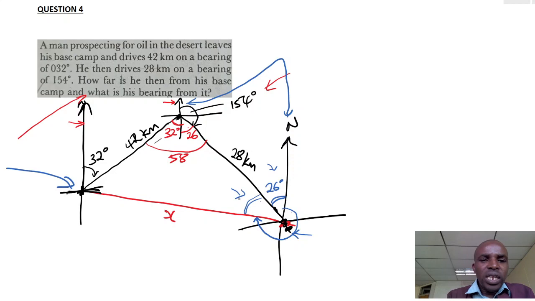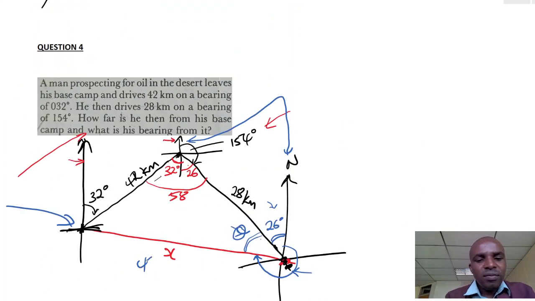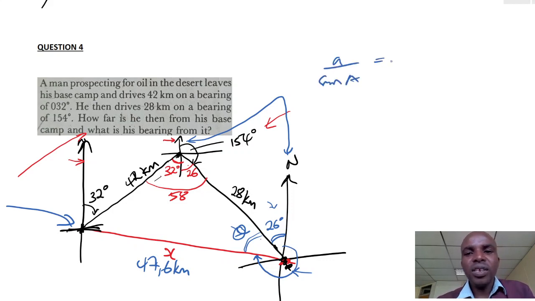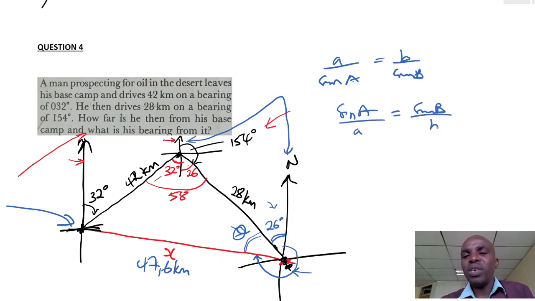If you can use our shapes, then we can take our triangle and find this angle, let me call it theta. We can use the sine rule or cosine rule, since we have this side is 47.6 kilometers. We can say A over sine A is equal to B over sine B. But in this case, we want to find the angle, so you have to put angles on top. So it's sine A over A equals sine B over B, like this.